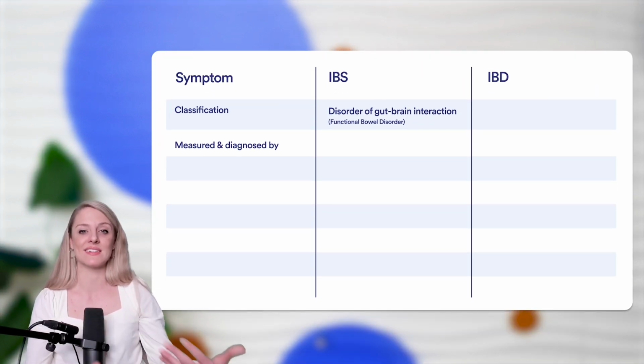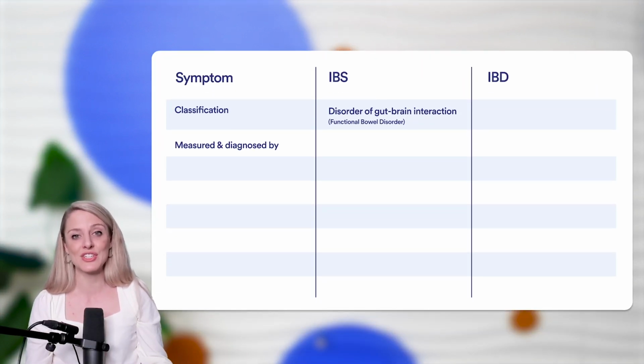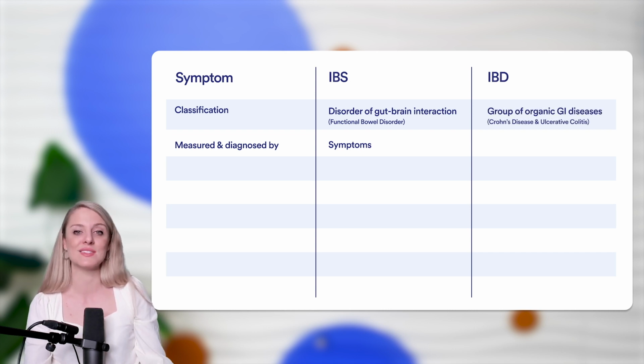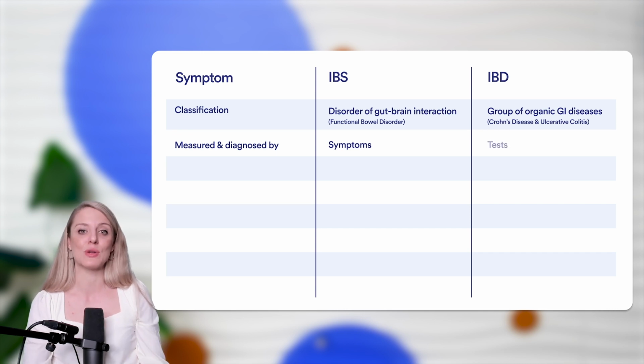So the key takeaways here are that IBS and IBD are both chronic conditions. However, IBS is classified as a disorder of gut-brain interaction and is a functional bowel disorder that is measured with symptoms, whereas IBD is classified as a group of organic conditions like ulcerative colitis or Crohn's disease, and it's measured by tests. But as I was saying, this whole classification system of organic versus functional does have some gray area and overlap.